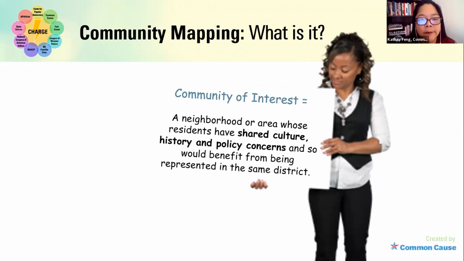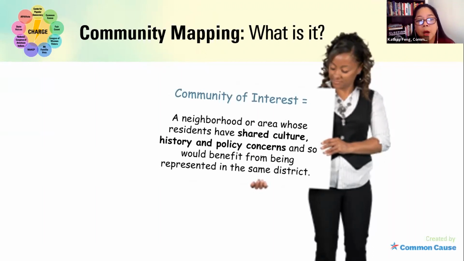This is the legal definition for communities of interest. You'll hear that term a lot. Sometimes it's in state law, sometimes it's recognized by courts, sometimes it's an unspoken rule, as we talked about in the earlier sessions. A community of interest is a neighborhood or area whose residents have shared culture, history, and policy concerns, and would benefit from being represented in the same district. You'll see variations on this definition in many state laws or even court cases.